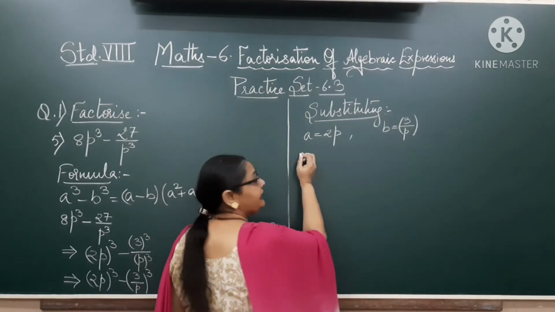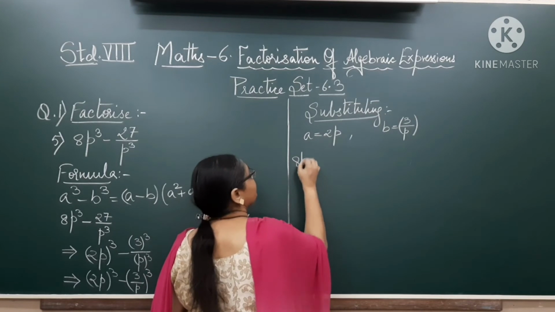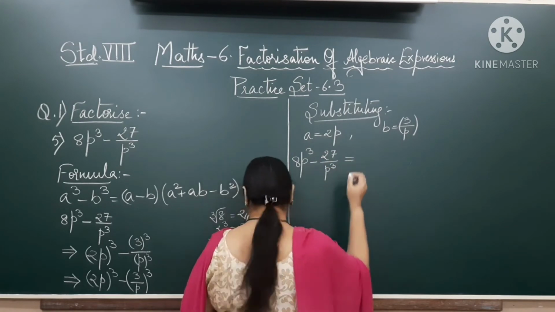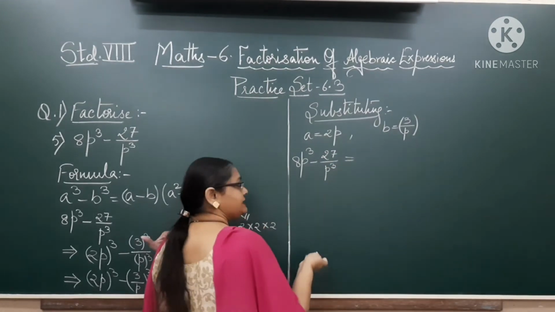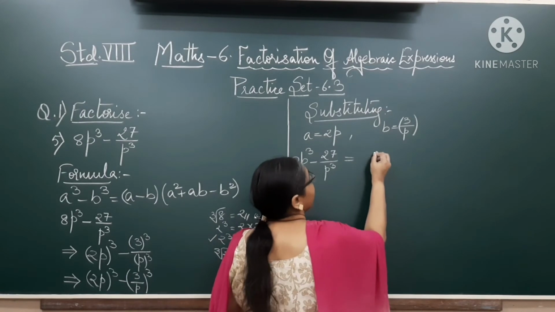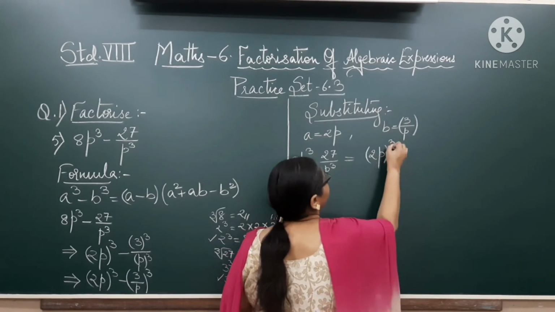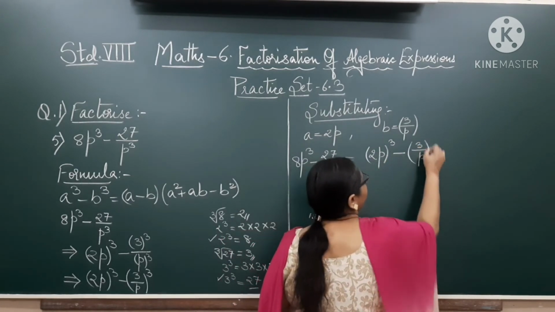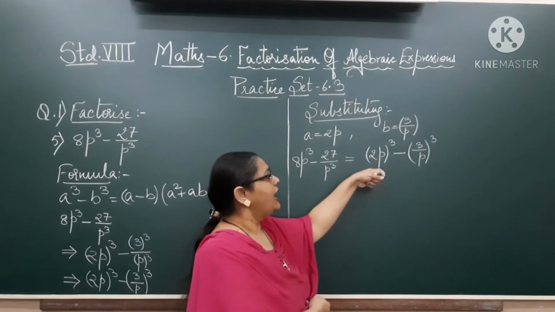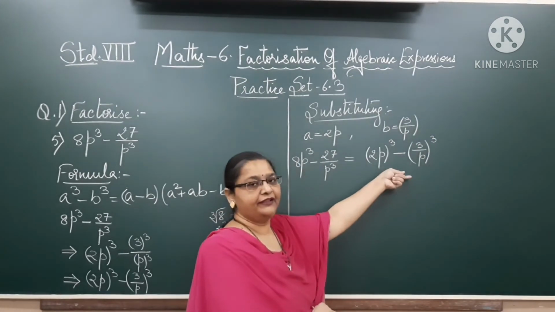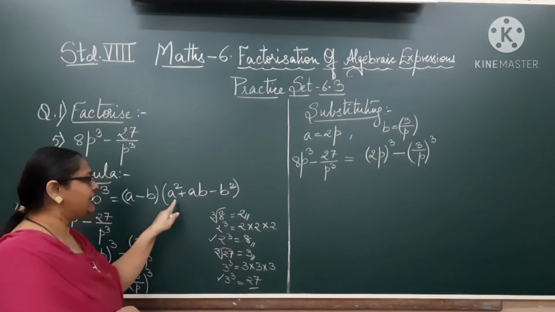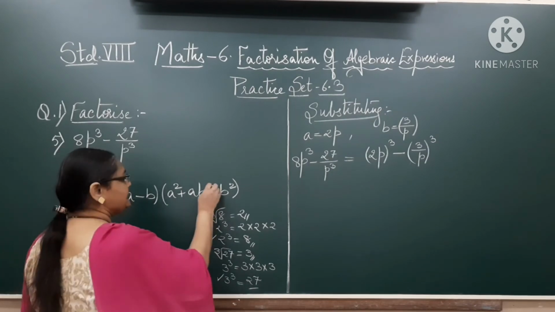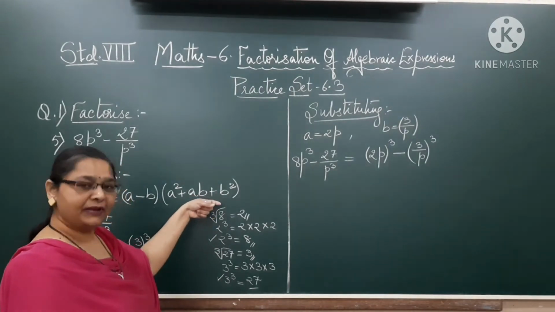Okay, right. Let us factorize 8p cube minus 27 upon p cube. We have already converted it into a simple form here. So it will be 2p the whole cube, this is a cube, minus 3 upon p the whole cube, that is b cube. So now a cube minus b cube, I can write it in the form of a minus b and, sorry, it is plus b square.